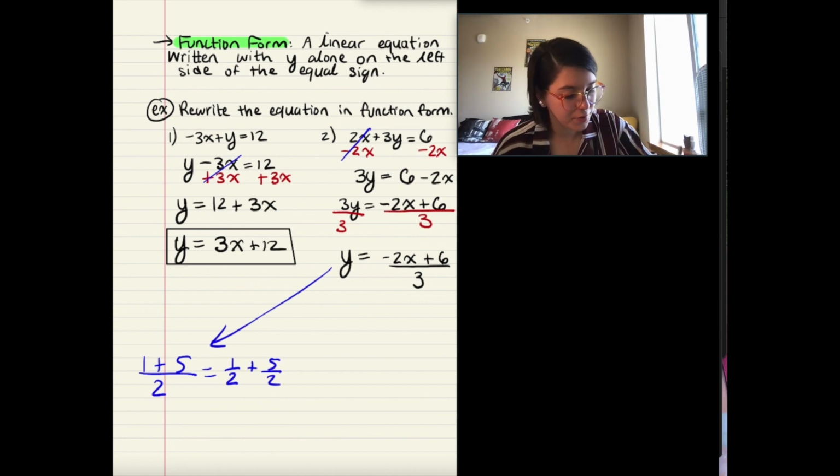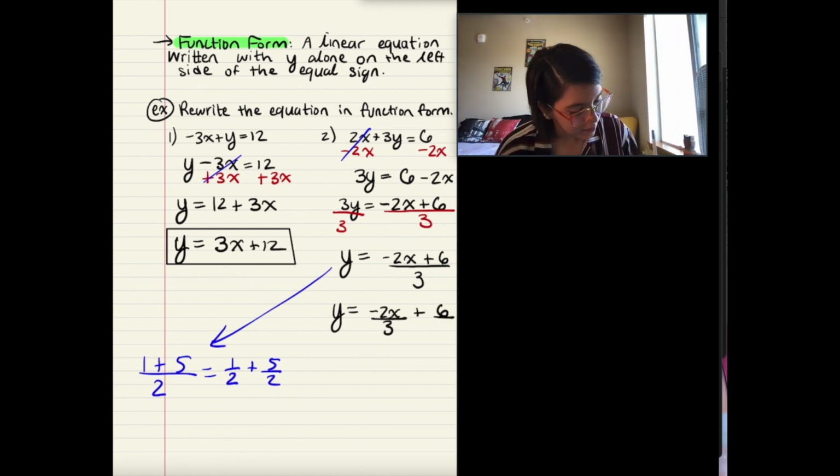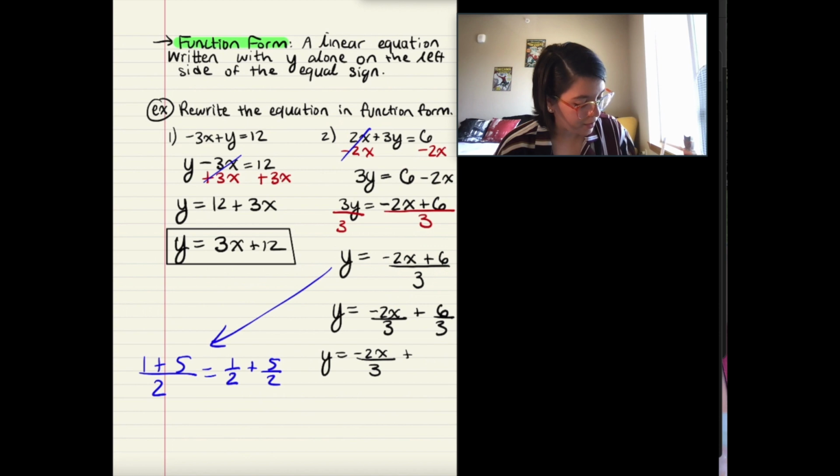So we'll do a similar thing with our equation. We have y is equal to, we'll write negative 2x over 3 on its own, and we'll write 6 over 3 on its own. And we can go one step further, since 6 divided by 3 is 2. So there we go.